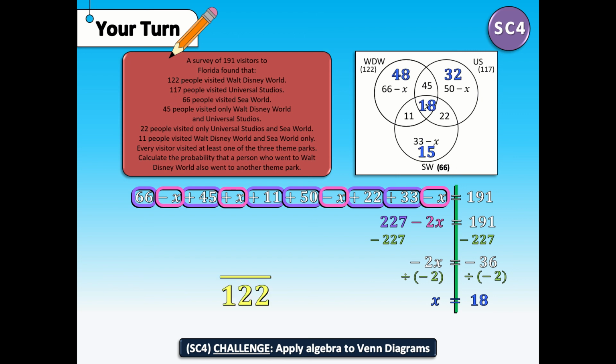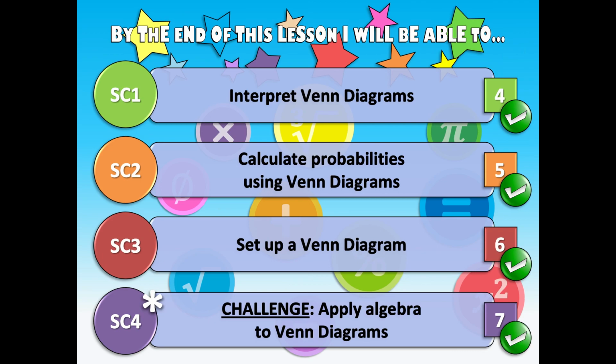So we want the probability that a person who went to Walt Disney World also went to another theme park. So this is going to be out of 122, because that's the amount of people that went to Walt Disney World. And now we need to work out how many people went to another park, and that's 74. 45 plus 18 plus 11. And now we've completed success criteria 4.